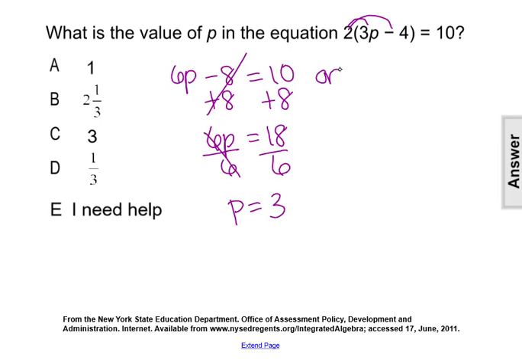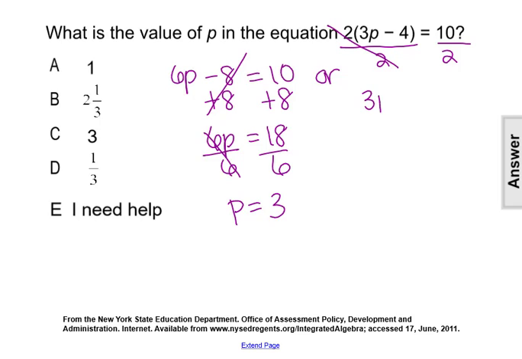So that is using the distributive property, but some students might see that if it's 2 times 3p minus 4, that's a product, that's multiplication. And the inverse of multiplication is division. So instead of distributing, we could have divided both sides by that factor or number on the outside. We could have divided both sides by 2.